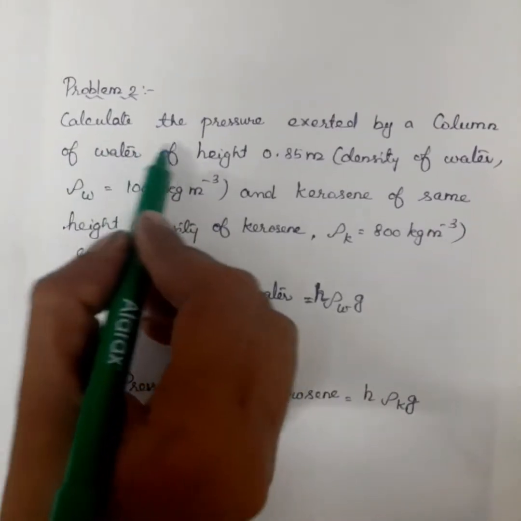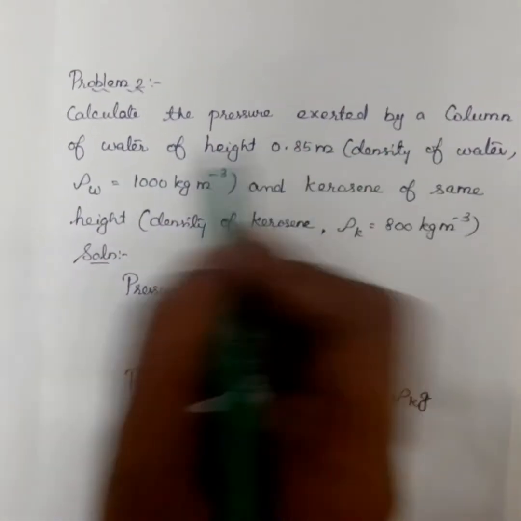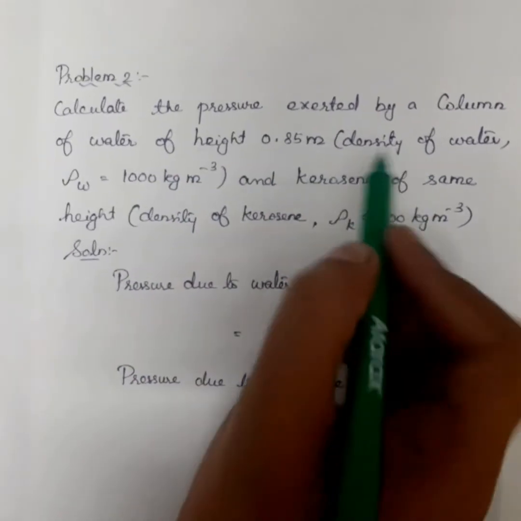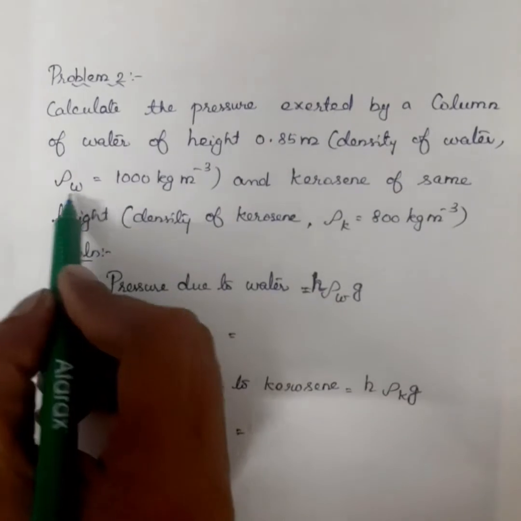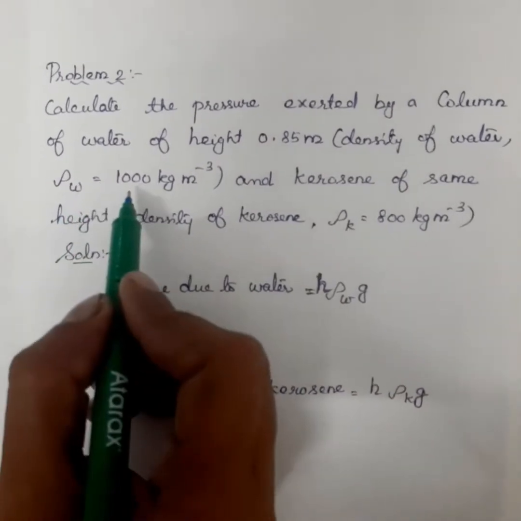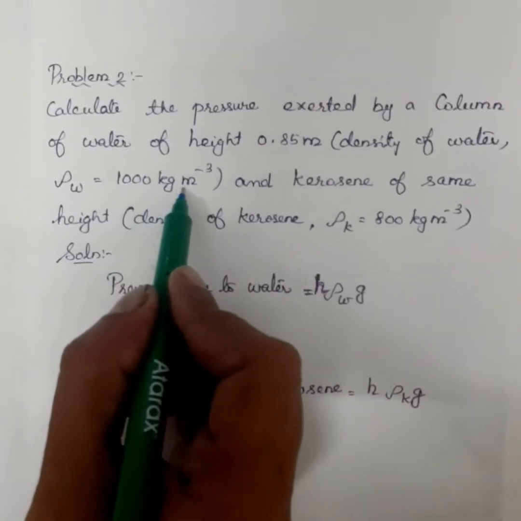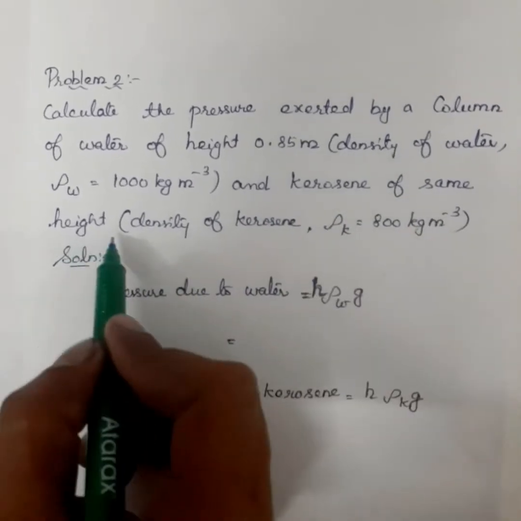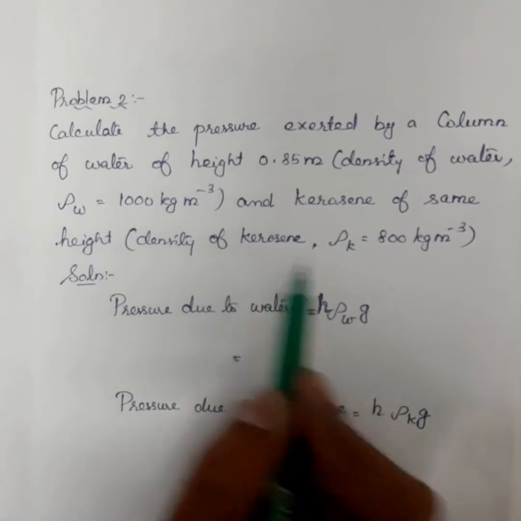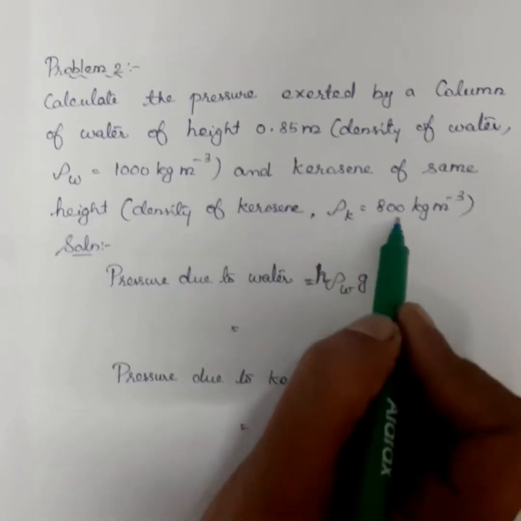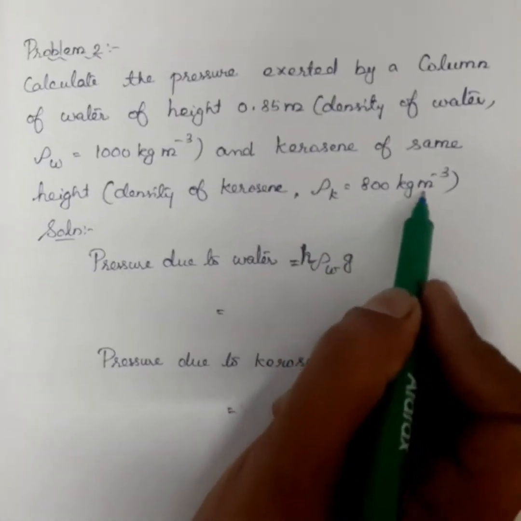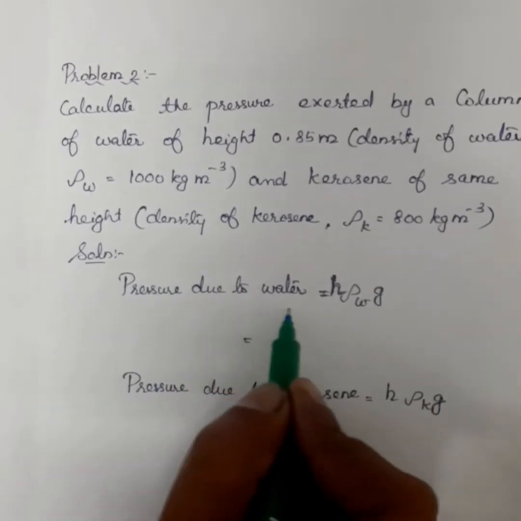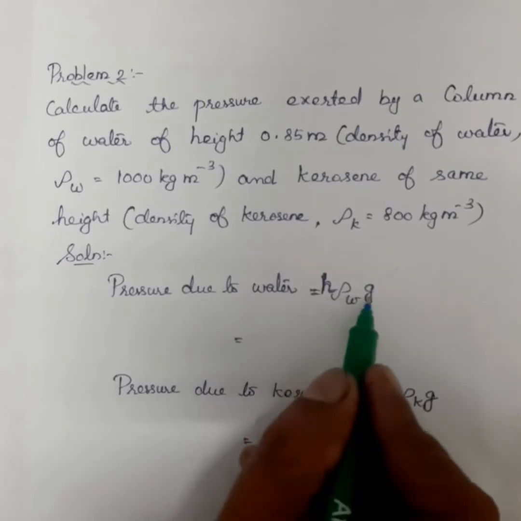Problem 2. Calculate the pressure exerted by a column of water of height 0.85 meter. Density of water rho W is equal to 1000 kilogram meter power minus 3. And kerosene of the same height, density of the kerosene rho K is equal to 800 kilogram meter power minus 3. What's the solution? Pressure due to the water is equal to height rho G.